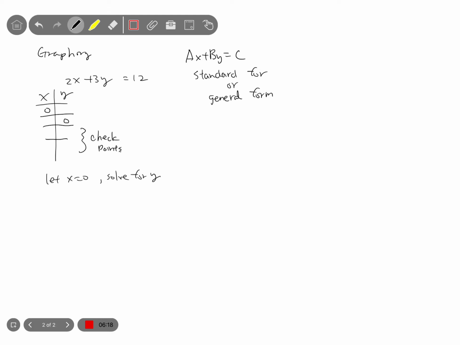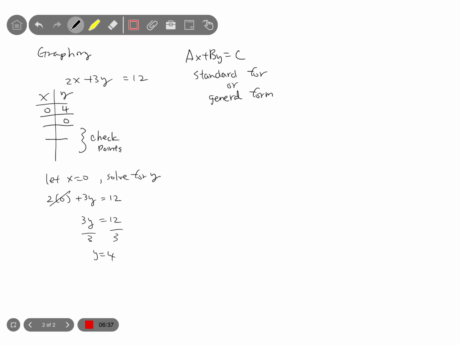Okay, so you let x equal 0, that means 2 times 0 plus 3y equals 12. 2 times 0 is 0, we like that. So you get a positive 3y, or just 3y equals 12. And divide by 3, y equals 4. So there it is.